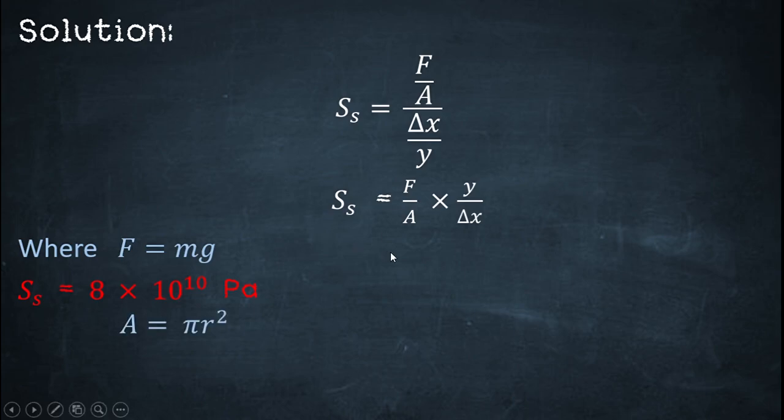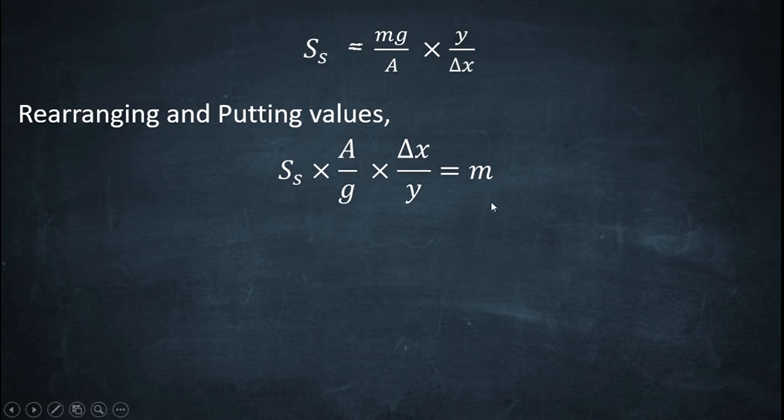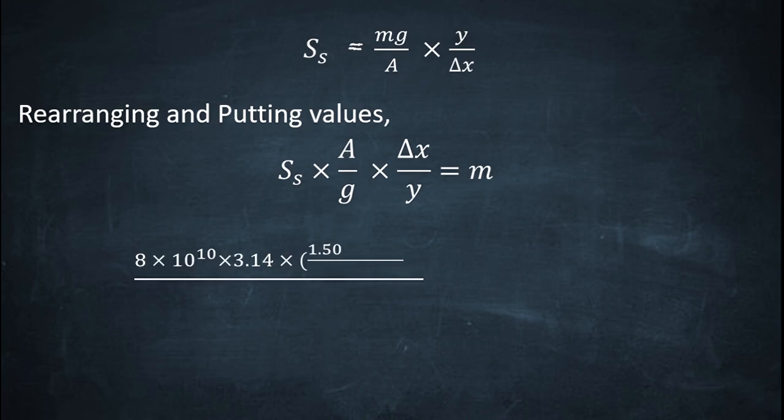And also, as the diameter is given to us, we know that area is equal to pi r square. So in place of r we can write d by 2, because radius is half of the diameter. Putting all these values in the formula, we get the shear modulus as mg divided by A, into y divided by del x. Similarly, we can rearrange the formula as we have to determine the value of mass. So we will keep mass on the left hand side and take all other values on the right hand side. Substituting all the values, we will get the result for mass.